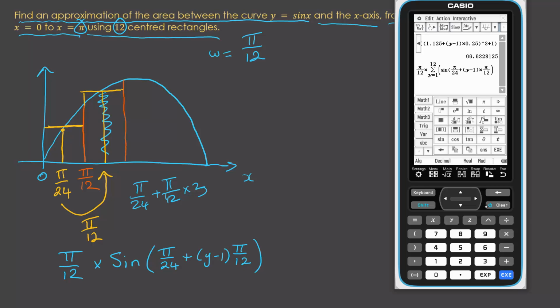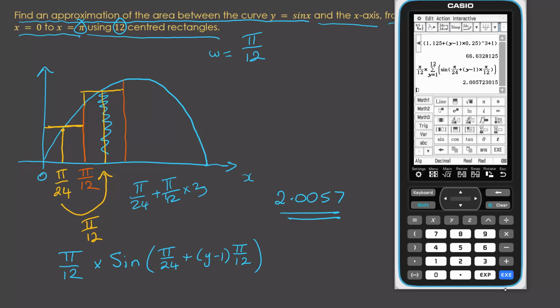So just checking the number of open and closed brackets here. I think I might need a closed bracket just there to get that to work. And then let's execute and see what it comes to. So I get 2.0057, say.